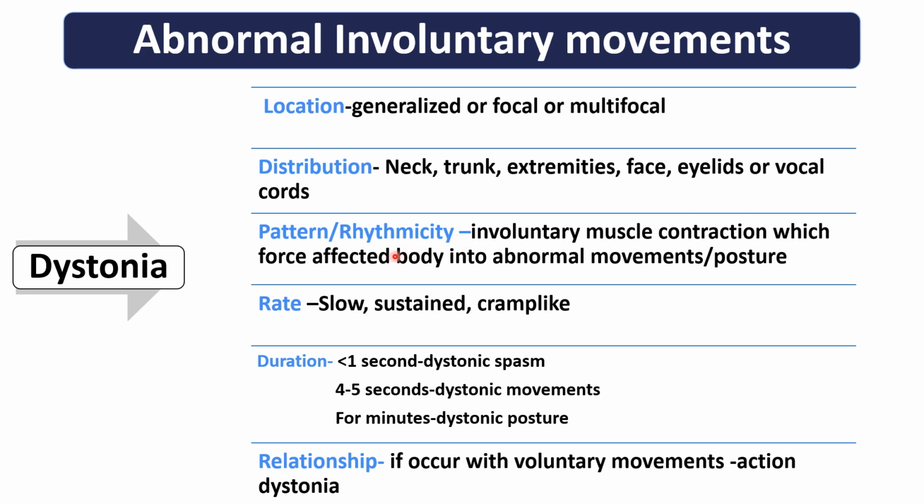And according to the pattern, involuntary muscle contraction will be there. So the body part will be either in abnormal movements or posture. It is a sustained, slow, cramp-like movement. If the duration is less than 1 second, we will label it a dystonic spasm. If between 4 to 5 seconds, we will label it dystonic movements. If 4 minutes, we will label it a dystonic posture. And if it occurs with voluntary movements, we will label it action dystonia.